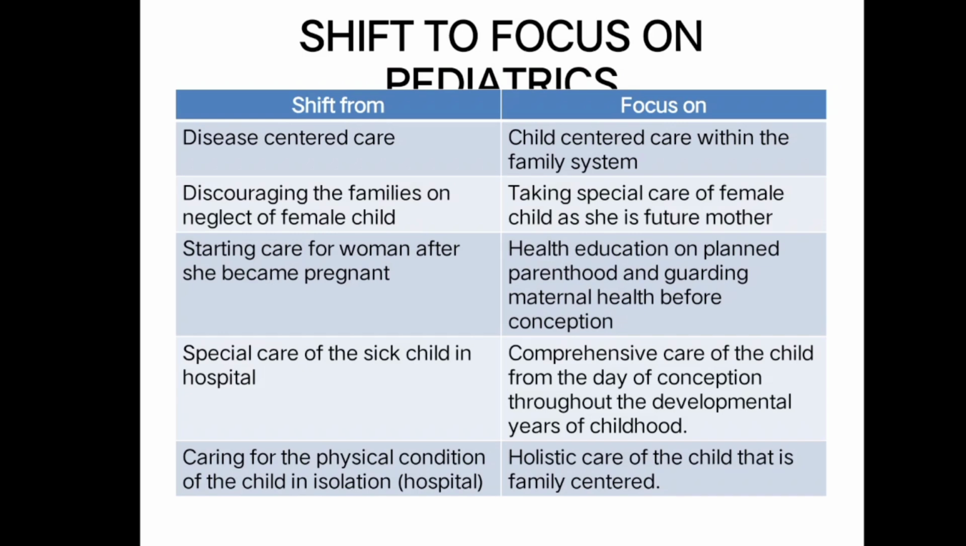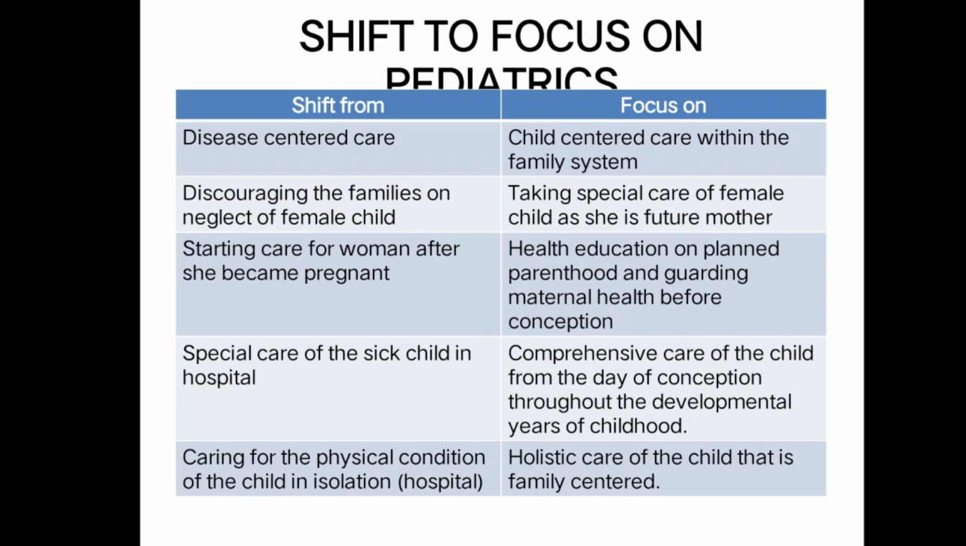And next is special care of the sick child in hospitals. In ancient times we were very much concentrating on the sick child, that is, special care was given only to the sick child in the hospital. Nowadays it has changed to comprehensive care of the child from the day of conception throughout the developmental years of the child. So we are concentrating on the pediatric population from the 0th day of conception. Once the mother gets pregnant and is identified with the help of a urine pregnancy testing kit, or during a physician visit, the mother confirms her pregnancy, and from that day we start our nursing care for the pediatric population.